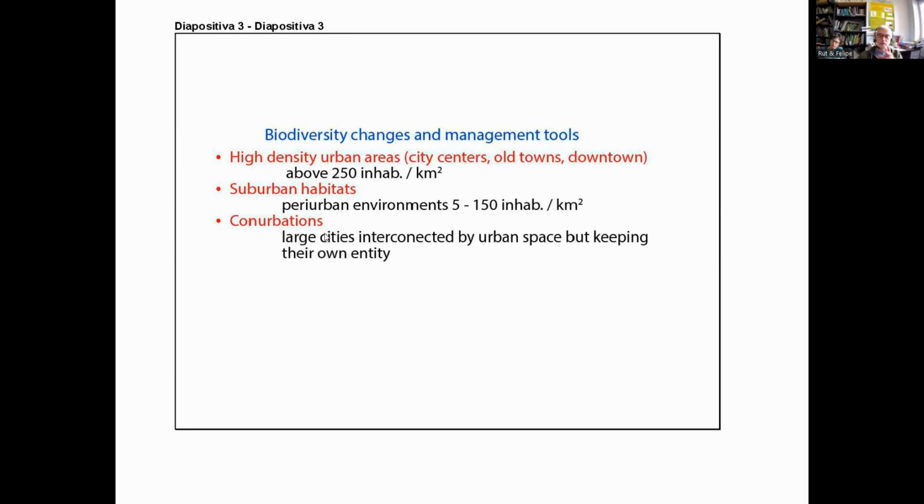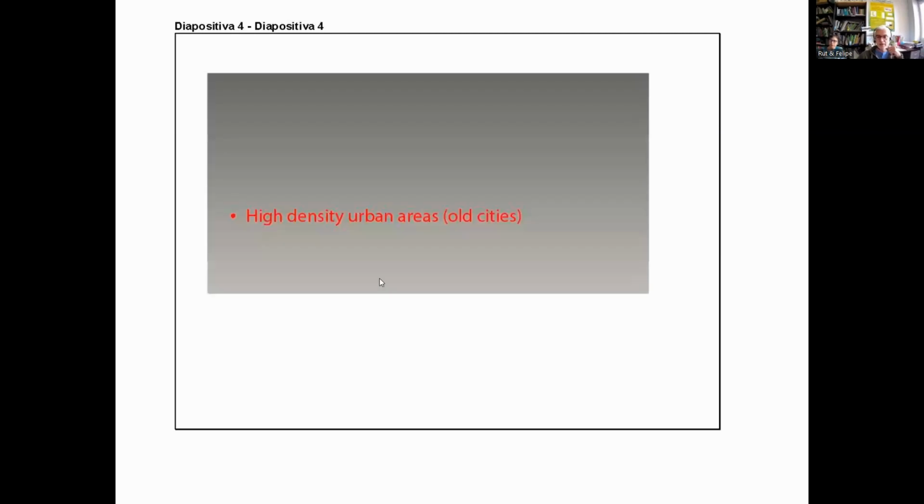And finally, we would like to talk about conurbations, which are these large mega cities made up of two, three, four cities that keep their own entity, but they are interconnected by motorways or even by urban spaces. So we can talk about these three classes of cities, if you like, right?